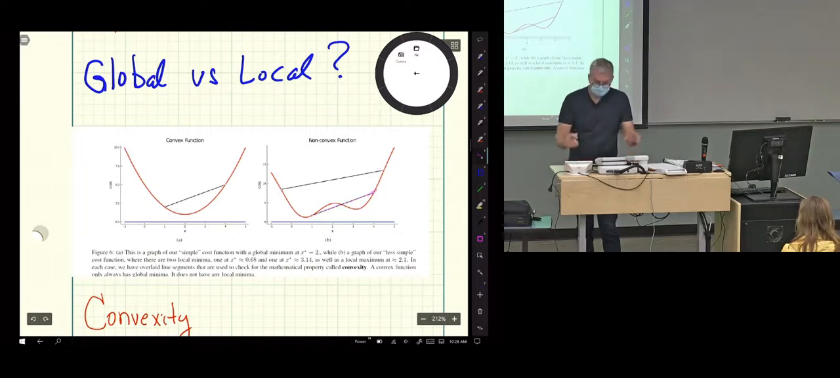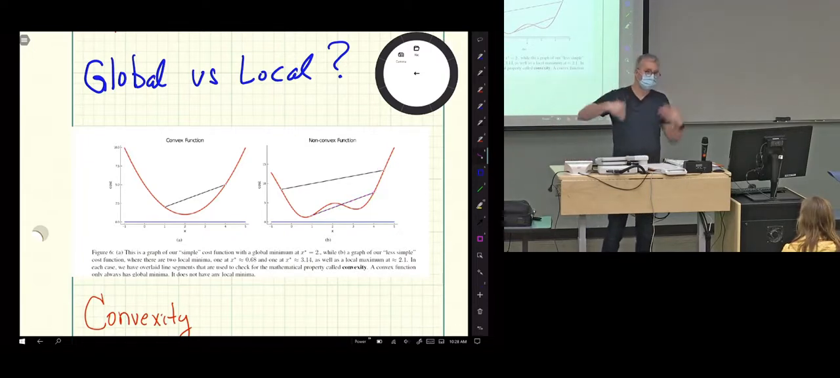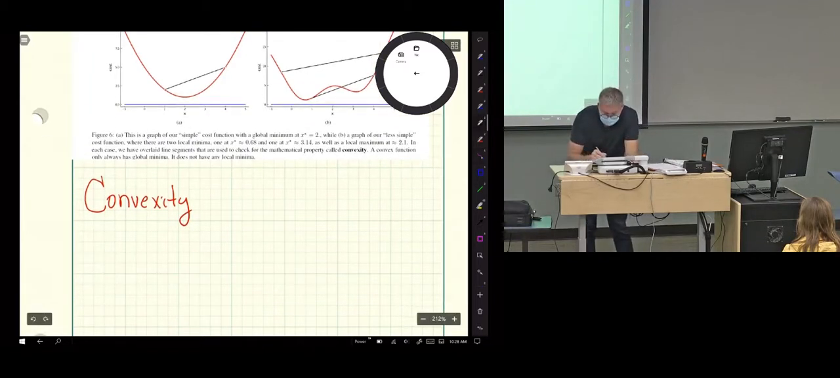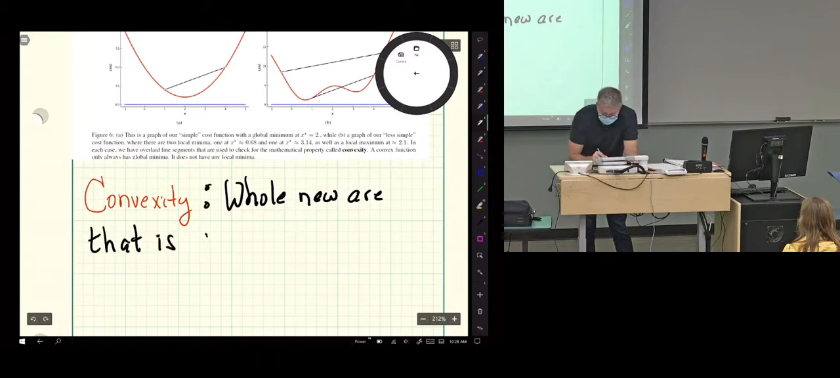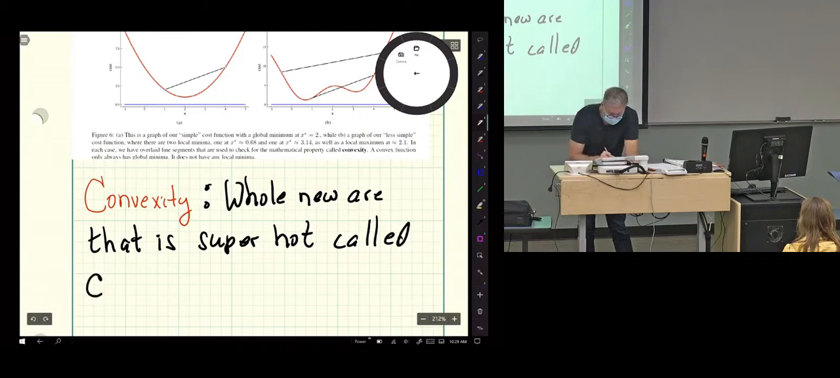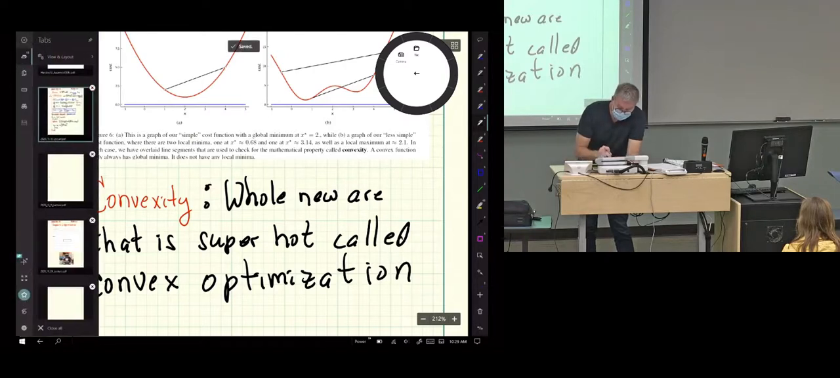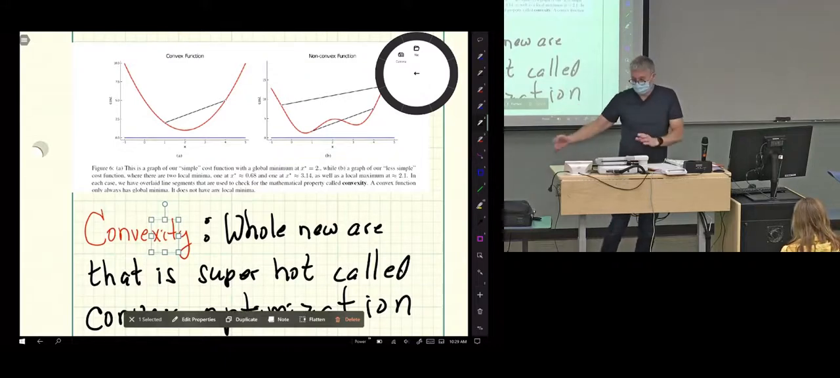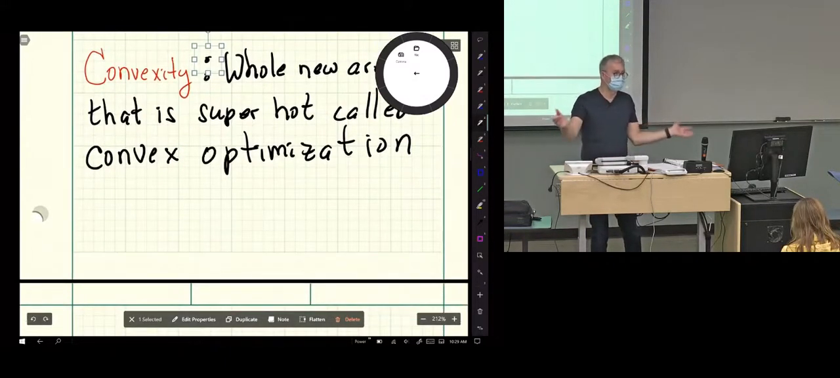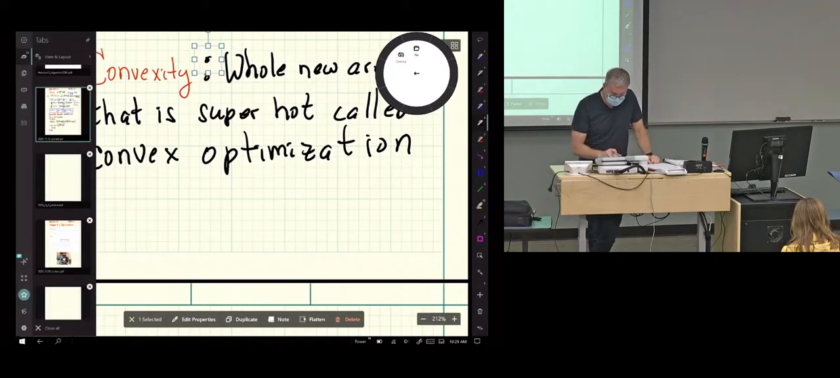I give the analytic version in the book because that's how you can translate the notion to functions that depend upon 200 variables or something. And so there's a whole new area now that's super hot, called Convex Optimization. And it's when you can prove your function is convex, you get super fast convergence, you get uniqueness, you get a whole bunch of wonderful properties.